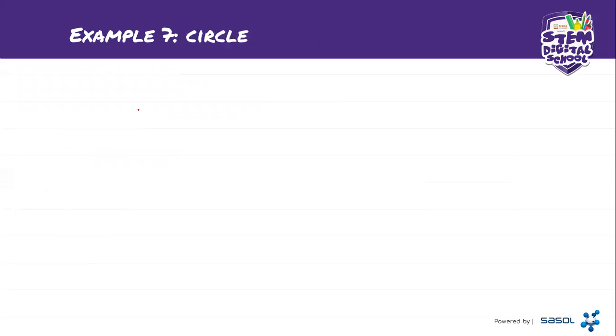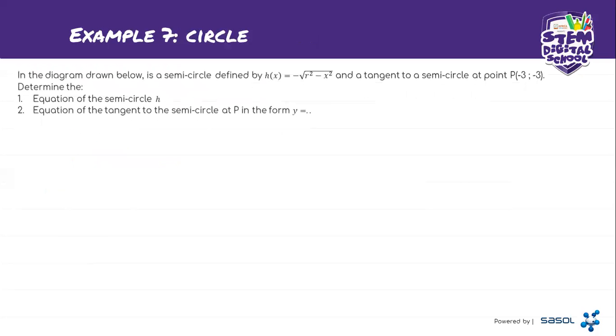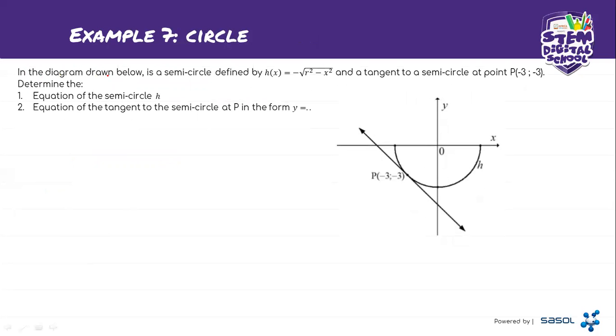Example 7, under circle. In the diagram drawn below, there is a semicircle with this standard equation, and the tangent to the semicircle at this point. Determine the equation of the semicircle. For us to be able to determine the equation of the semicircle, we only need r squared, the value of r squared. Once we have that, then we'll have determined the equation of that particular semicircle.